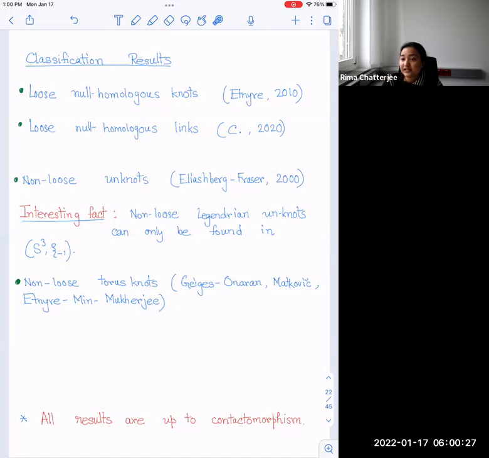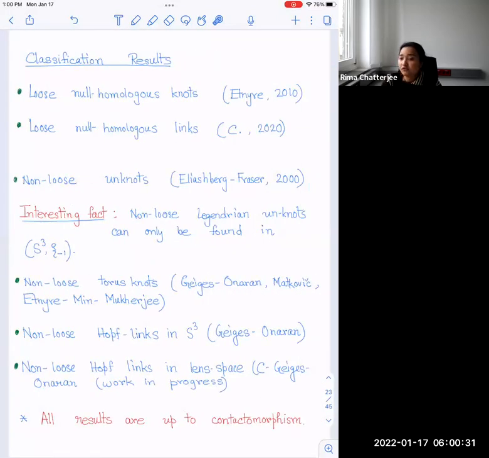The next is about links. What about links? The non-loose Hopf links in S^3 are completely classified by Geiges and Onaran, and this is a result from 2018. And right now, we have a work in progress with Geiges and Onaran, where we are trying to classify non-loose Hopf links in lens spaces. So we are moving to a different 3-manifold and seeing how the classification can be different.